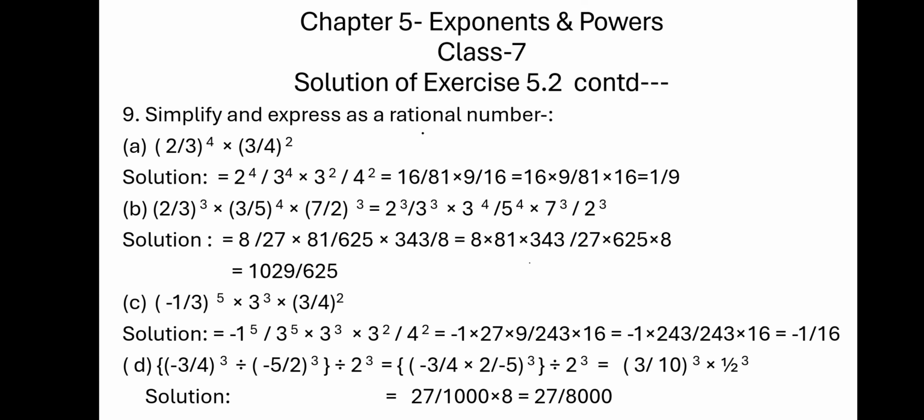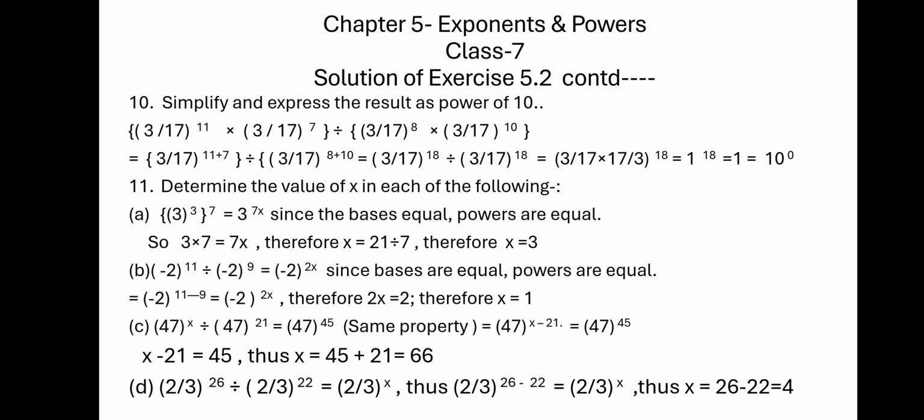And therefore our answer is 3 raised to the power of 3 is 27 upon 10 raised to the power of 3 is 1000 multiplied by 2 raised to the power of 3 is 8. So the rational number is 27 upon 8000. We can't cancel anything because there is no common factor.